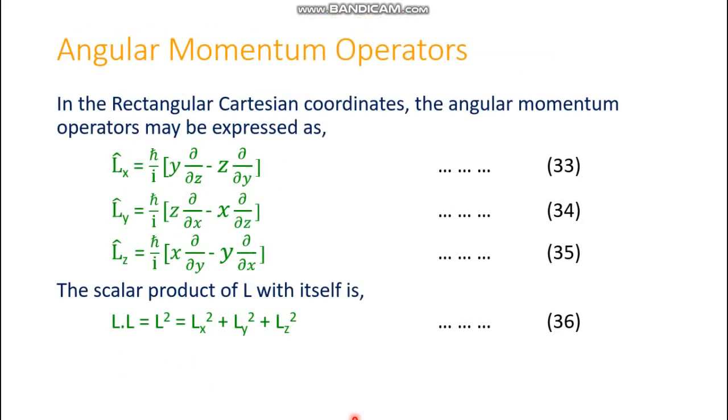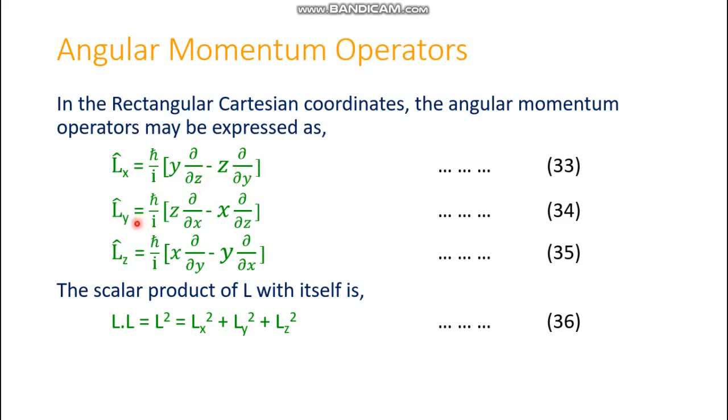Now angular momentum operators. In the rectangular Cartesian coordinates, the angular momentum operators may be expressed as equations number 33, 34 and 35, and the operator is h cross by i. Also this is minus i h cross, as we did for the linear momentum operators, and this is minus i h cross or h cross by i into y del z minus z del y.